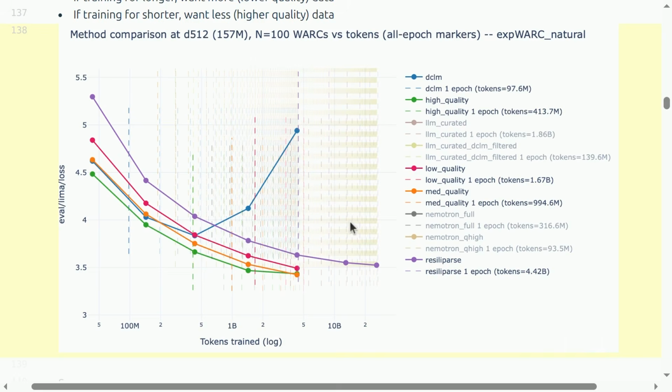But once you get to lots and lots of tokens, high quality data is no longer that great. And of course, with high quality data, you wouldn't want to go into this regime because you're overfitting. You'll probably stop here. But even at this point, this is worse than if you had trained for longer using low quality data.